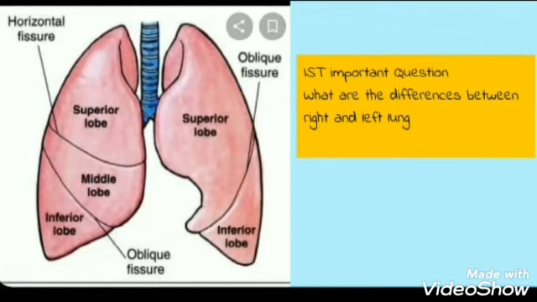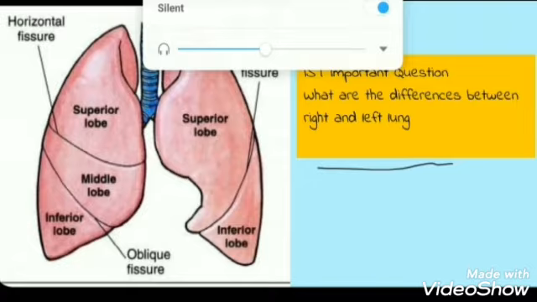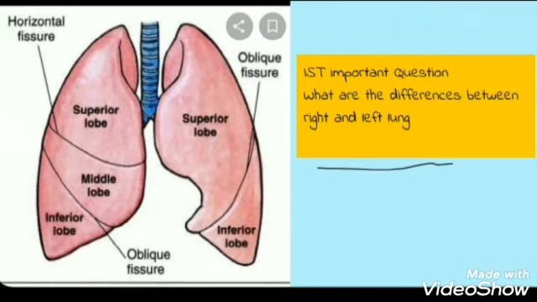Today in this video I am going to discuss the anatomy and physiology of the lung. Here you can see the first important question which is asked in the first MBBS professional examination: what are the differences between the right lung and the left lung?